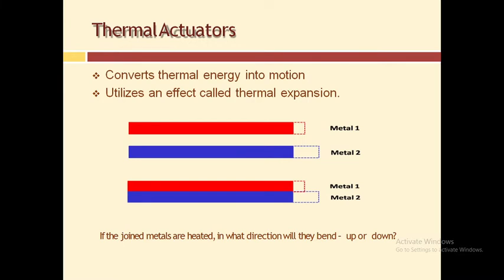How do thermal actuators work? Thermal actuators convert thermal energy into motion. You know there are bimetallic strips. They can work as thermal actuators. By heating the metal it expands, and by cooling the metal it contracts. So using this phenomenon we can use this expansion and contraction as a motion. We can actuate something and we name this actuator a thermal actuator.